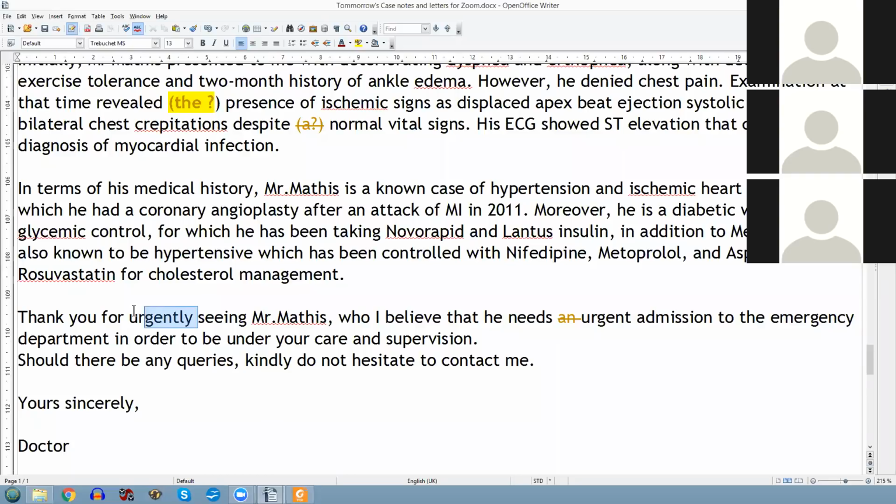Okay, well, we've got urgently, urgent. I don't know if we need to say it twice. Sorry. So urgently seeing, hang on. So urgently seeing Mr. Matias, who I believe needs. We don't need that, we can take out that. But you're saying Mr. Matias, who I believe needs urgent admission.